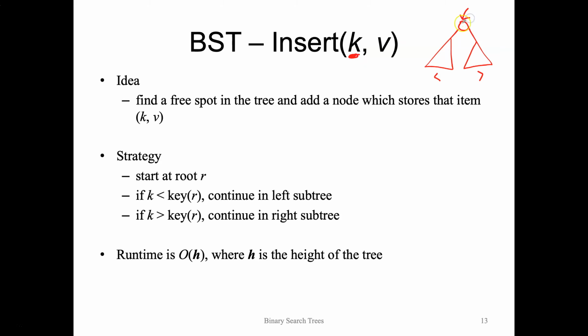So if we want to insert an item with key k, we're essentially going to start at the root node and then determine, does this new item belong on the left subtree or in the right subtree? So if it's larger than this node, we're going to go to the right subtree and repeat this process at that node. And if it's smaller than this item, we're going to go into the left subtree and then repeat this process at that node until we find an external node, which is a free spot that we can insert this item.